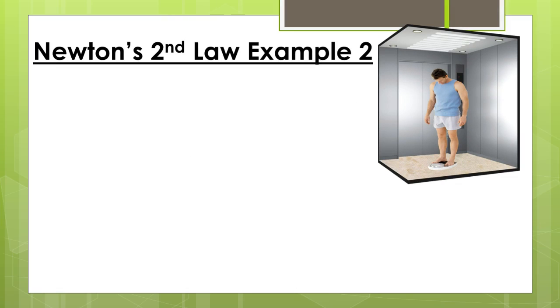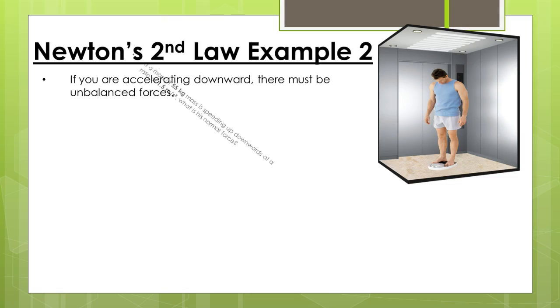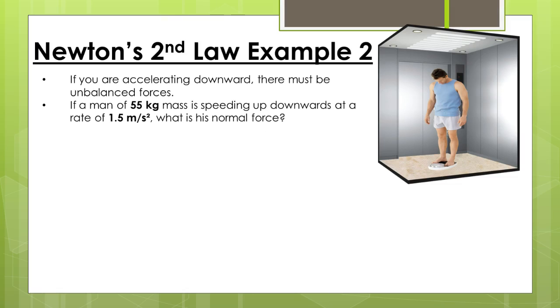Let's see what happens when the elevator goes down the elevator shaft. If you're accelerating downward, there must be unbalanced forces. So in this case, we have a 55 kilogram mass, or a man in this case, speeding up downwards at a rate of 1.5 meters per second squared. What is his normal force? So what is the force that the floor of the elevator is pushing up on him?